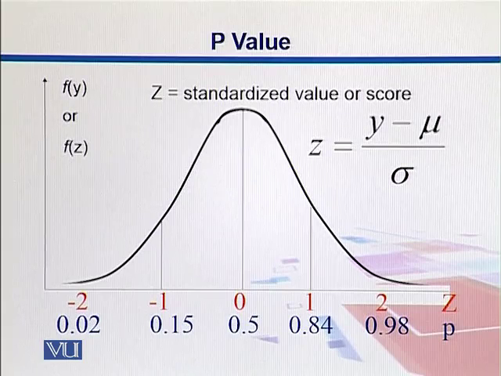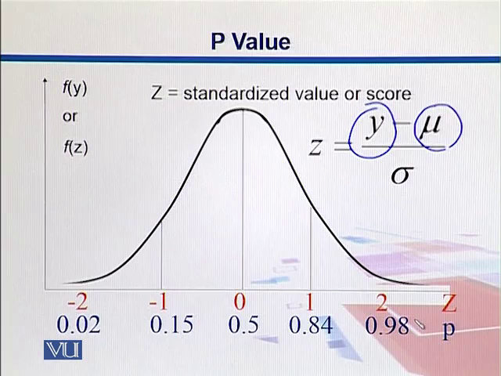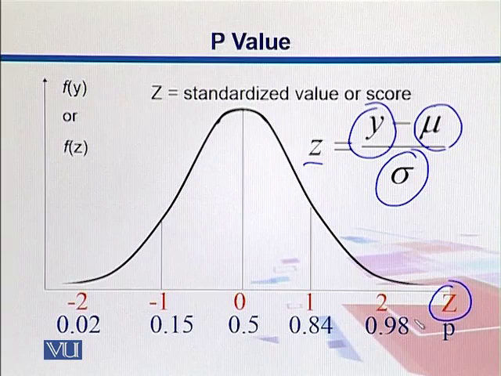Z is the standardized value, or we can have a Z score related to this distribution, which is given by this formula: Z is equal to Y minus mu, divided by sigma, where Y is any observation, mu is our grand mean, and sigma is our standard deviation. As far as the curve is concerned, it has a mean of 0 and a standard deviation of 1. If we have a perfect distribution like this, we call it a Z distribution or Z score. Every distribution can be represented with the help of the Z score.